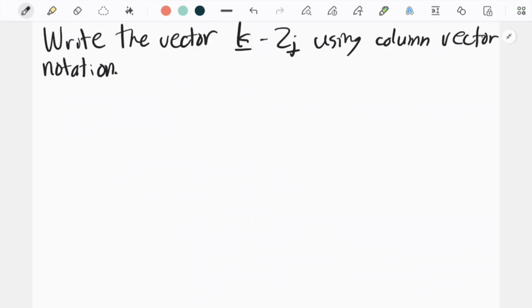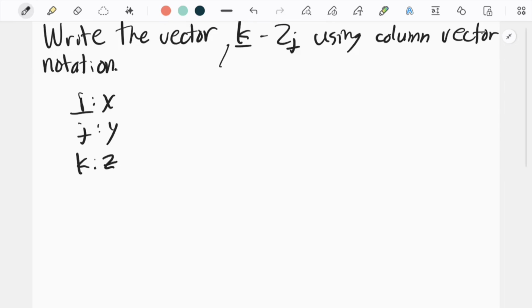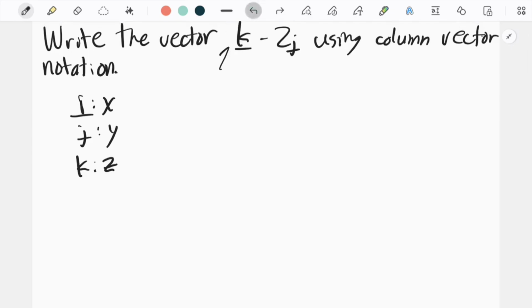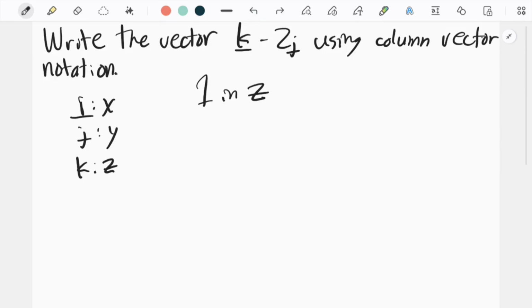And now let's do another practice problem. If you think you can do this one, pause the video and try it. This one says write the vector k minus 2j using column vector notation. And k minus 2j is in base vector notation, so we're going to have to convert it backwards, unlike last problem. So first, let's think about what the k and j represent. In base vector notation, i is the x, j is the y, and k is the z. So for this one, we have the 1 in front of the k, which means 1 in the z direction, so 1 in z, and then negative 2 in front of the j, which means negative 2 in y.